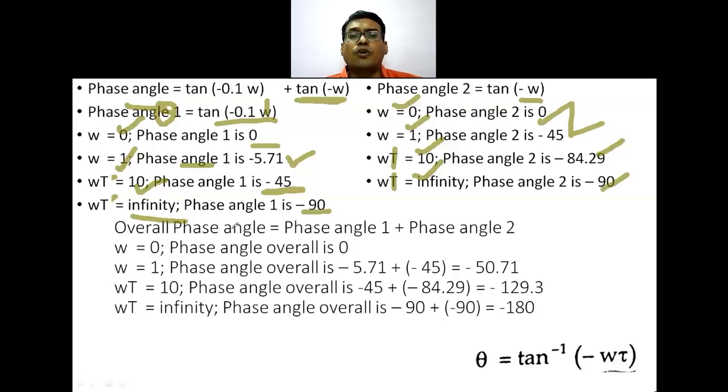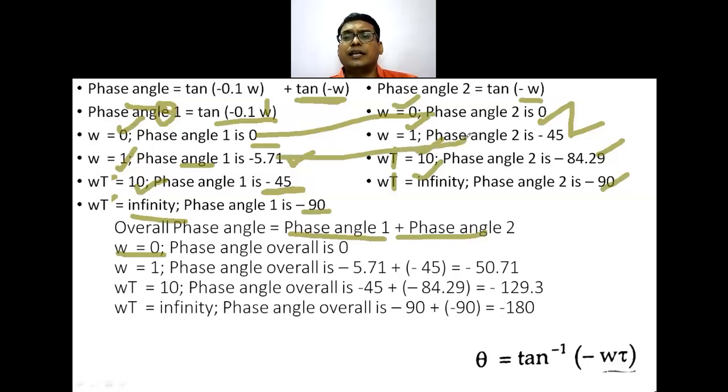So the overall phase angle is nothing but phase angle 1 plus phase angle 2. So for the overall phase angle, at omega equal to 0 it is 0, and you have to add these values for omega equal to 1 and omega equal to 10. You have to add these two values, this value and this value. That is what I have done here.